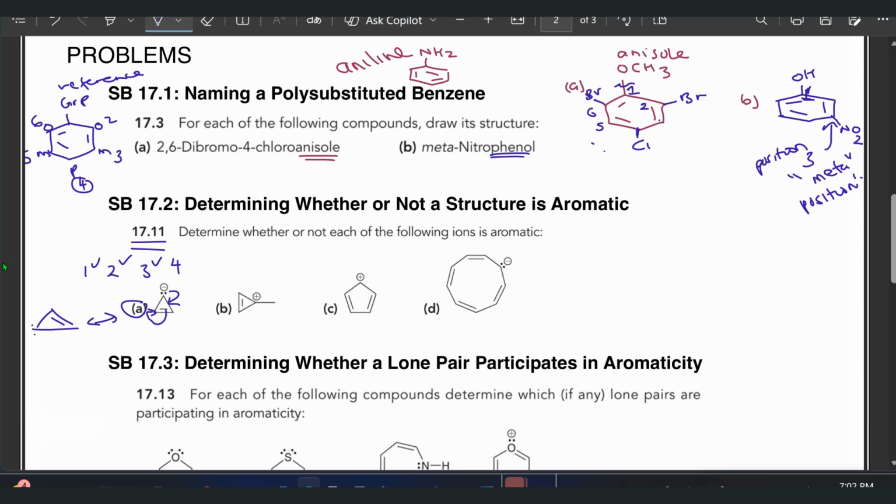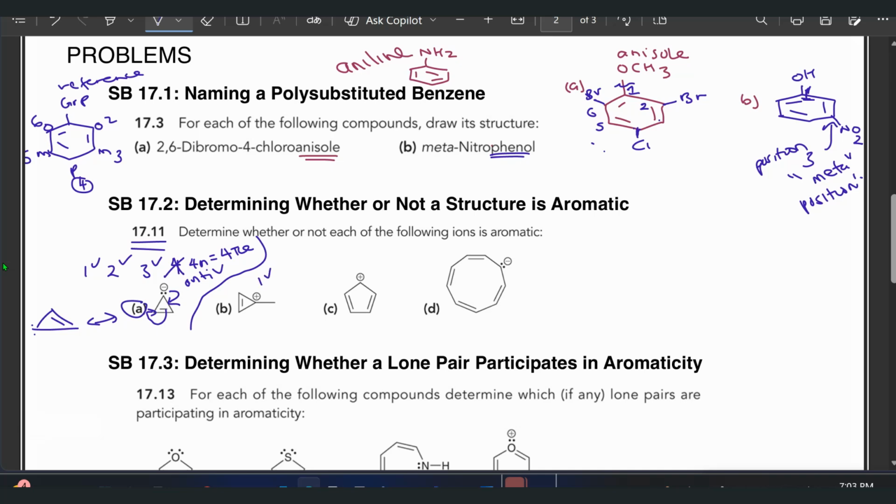It's divisible by 4. What did I tell you when anything is divisible by 4? It's not aromatic. So what is it? Is it anti? No. Non-aromatic is when it fails 1, 2, or 3. Okay. This fails 4n plus 2, passes 4n.